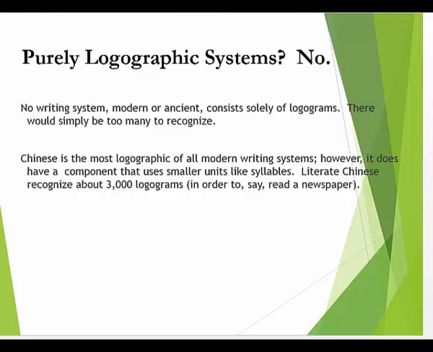One reason why many logographic systems also have a sound component is that otherwise there would simply be too many signs to recognize. Chinese, again, is the most logographic of all the modern writing systems. However, again, it has a sound component that uses smaller units like syllables. Literate Chinese recognize about 3,000 signs in order to read a newspaper. That's a lot of signs.